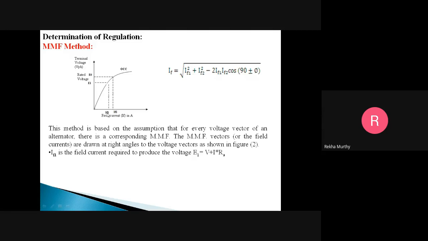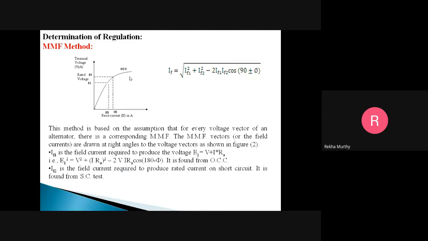What about the IF2? IF2 is the field current which is required to produce the rated current on short circuit. We have already got that value during the short circuit condition, so that we have to note down. That will be the IF2. Once you get these two values, we can substitute into this formula: IF is equal to square root of IF1 square plus IF2 square minus 2 times IF1 into IF2 into cos of 90 plus or minus psi. Again, plus is for lagging, minus for leading, so both the cases we have to solve. Then we can get the value of IF.